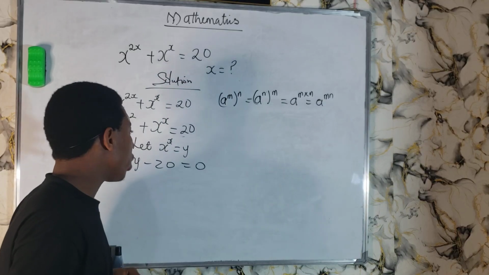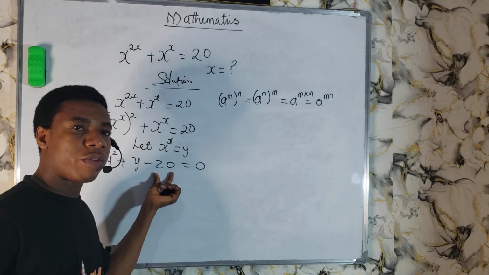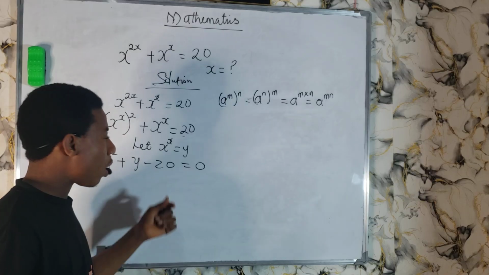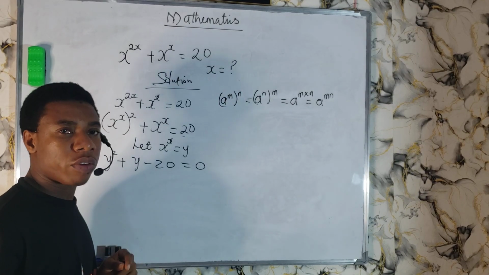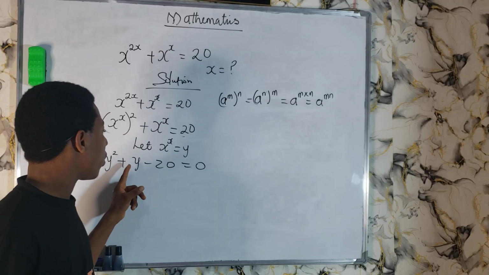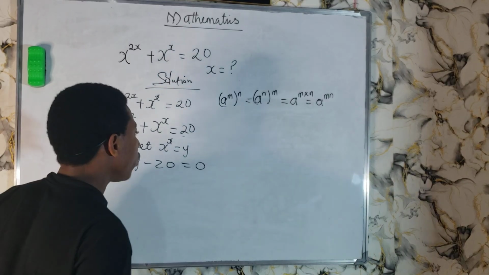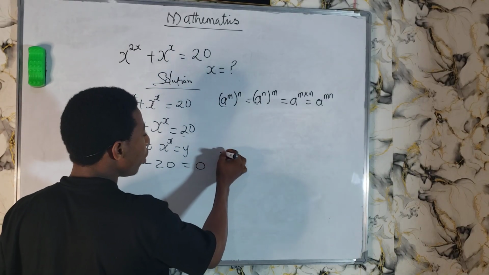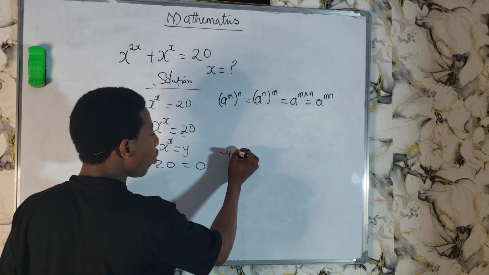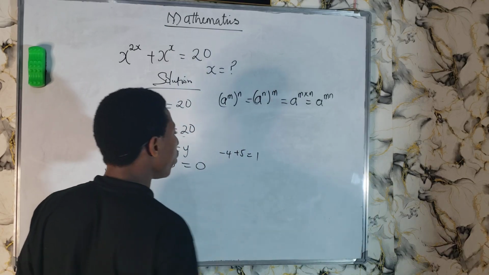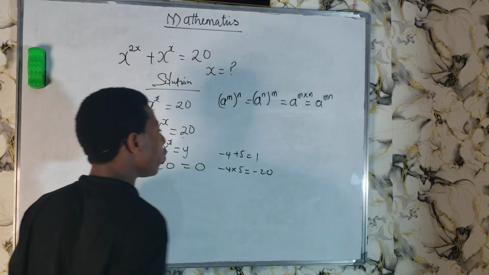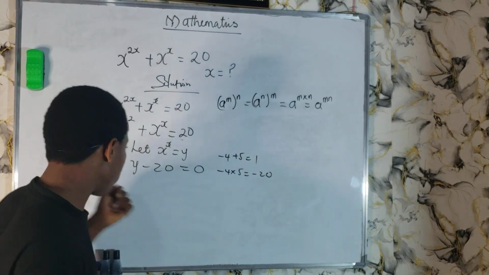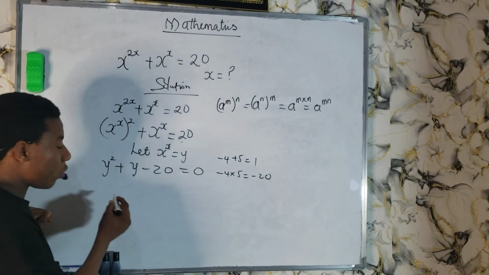So now what are we going to do? You find two values that when you multiply you're going to have negative 20, and when you add them you have positive 1. The coefficient of y here is 1. So let's say the two values are plus 5 and minus 4. Plus 5 and minus 4 will give you 1, right? And minus 4 times 5 will give you minus 20. So let's use this to substitute into this to check out the answer.